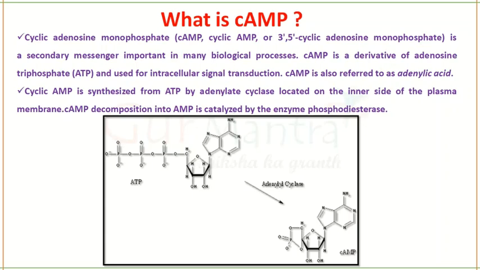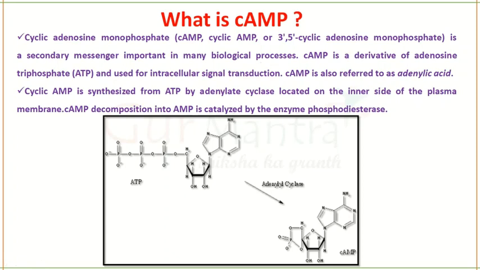Before going into the pathway, let's understand a few terms, like what is cyclic AMP. The name itself says that there is some kind of cyclization, and AMP means adenosine monophosphate. Cyclic AMP is 3',5'-cyclic adenosine monophosphate. It is a secondary messenger. Note it down. It is useful in different kinds of biological processes.